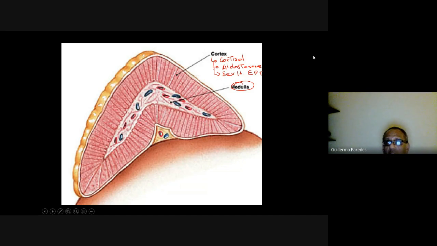What is the difference? In females, 97% of the estrogen and progesterone is produced by the ovaries, and only 3% is produced by the adrenal gland. On the other hand, in males, 97% of testosterone is produced by the testicles, and 3% is going to be produced by the what? Adrenal gland.